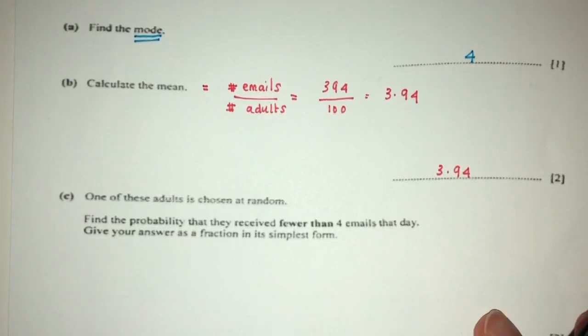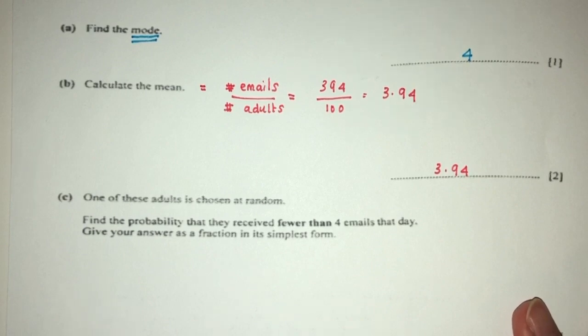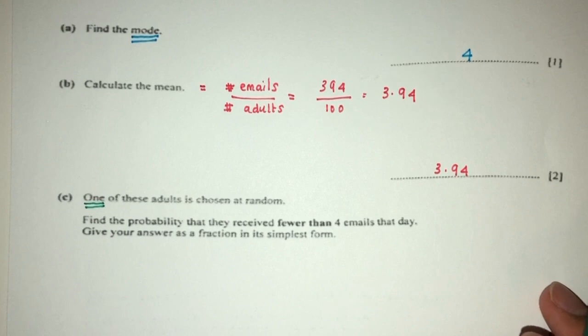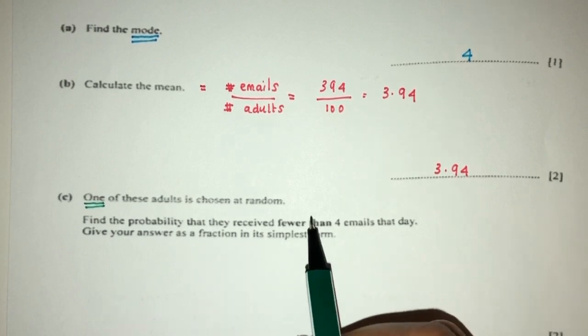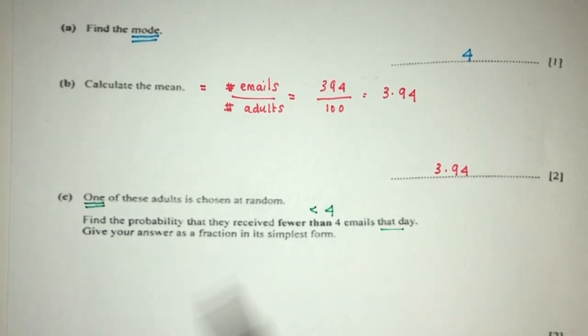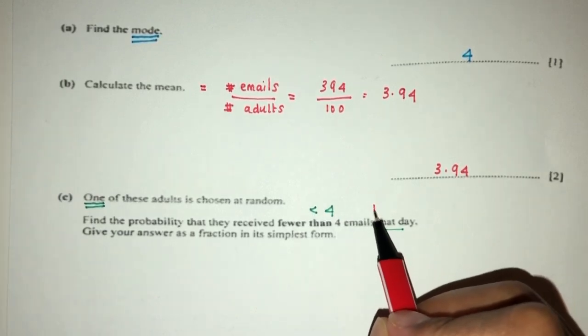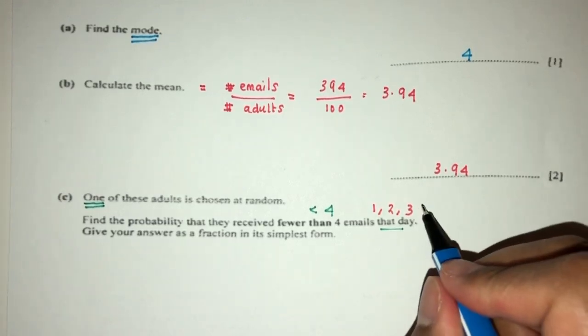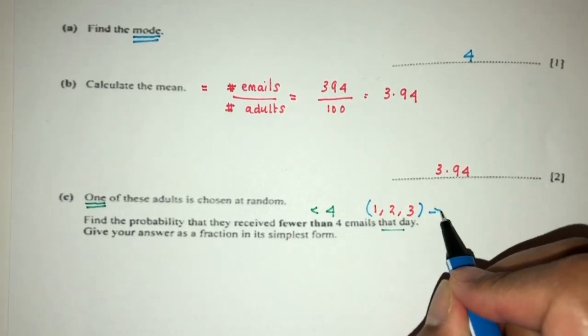Now for part c, one of the adults is chosen at random. So we choose one of them. Now find the chance that they receive fewer, so less than 4 emails that day. So now we have to understand less than 4 means it can be 1, 2, or 3. So let's find out how many people are in this group of 1, 2, or 3.